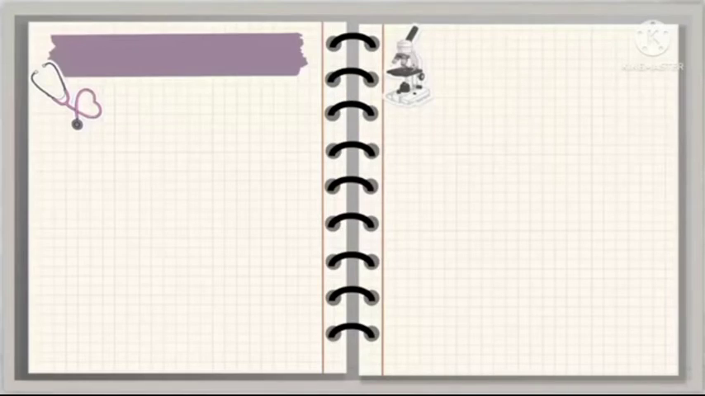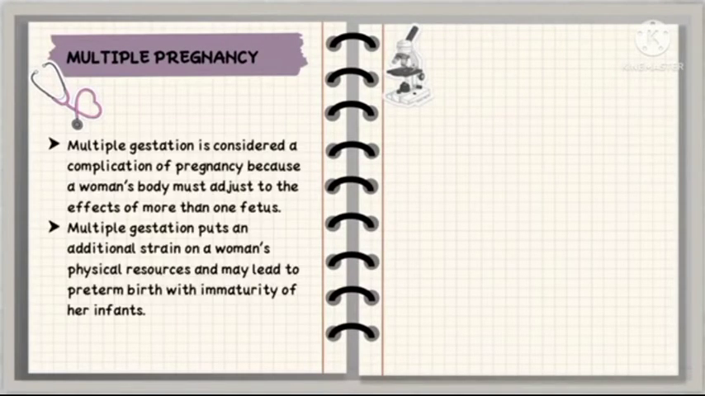So now let's move on to our next topic, which is the multiple pregnancy. Multiple gestation or multiple pregnancy is considered a complication of pregnancy because a woman's body must adjust to the effects of more than one fetus, and multiple gestation puts an additional strain on a woman's physical resources and may lead to preterm birth with immaturity of her infants.